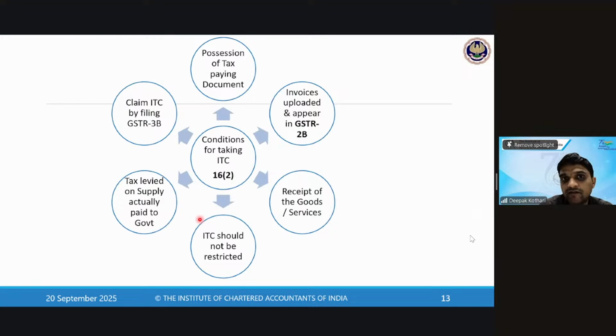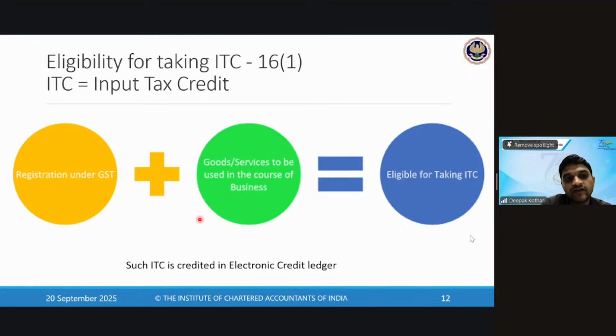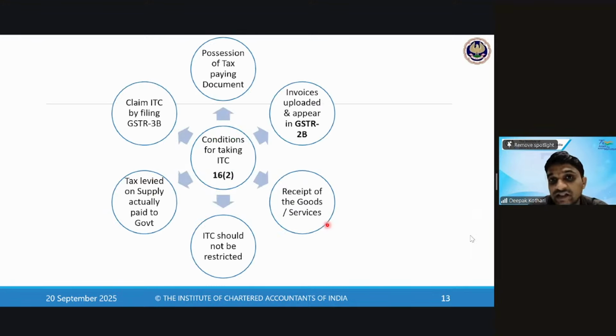Section 16(1) says this, that you should be registered and you should be using the goods in the course of furtherance of business, then you are eligible to take the credit. Then comes section 16 subsection 2. 16 में भी काफी सारे sections हैं. ऐसे खुश मत हो जाइए कि सिर्फ 3 section है, बस 16 ही पढ़ना है. 16 के अंदर subsection और clauses भी है. ठीक है. 16(1) सिंपल था, फिर अभी 16(2) जाएंगे.